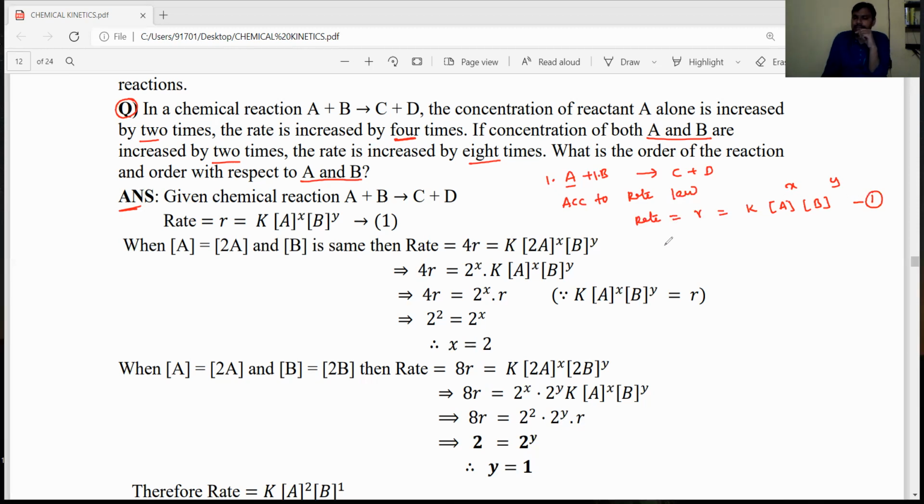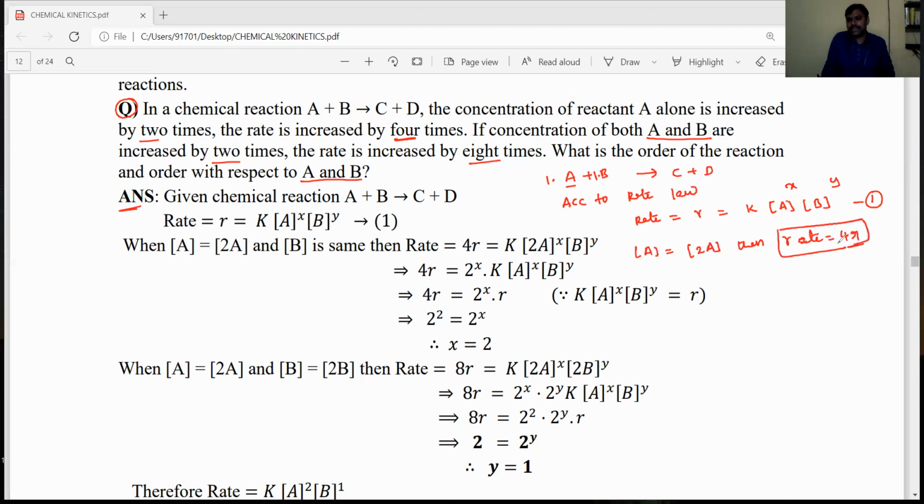Now think about the first statement. If the concentration of B is constant and only the concentration of A is increased by 2 times, the rate will be increased by 4 times. So the concentration of A becomes 2A, and the rate R becomes 4 times, that is 4R.